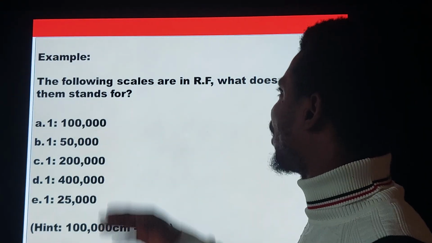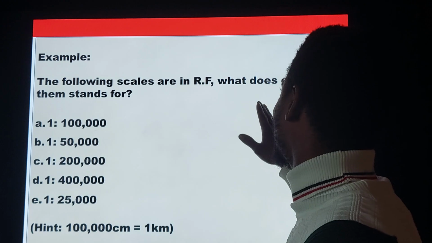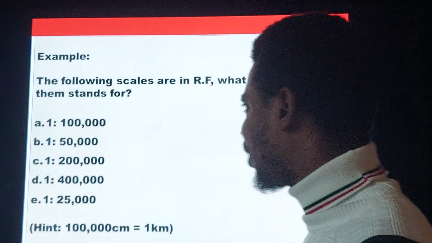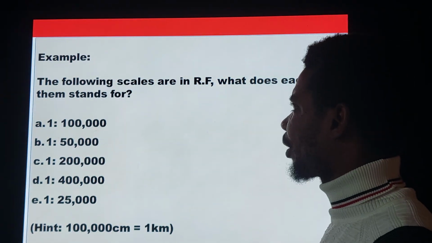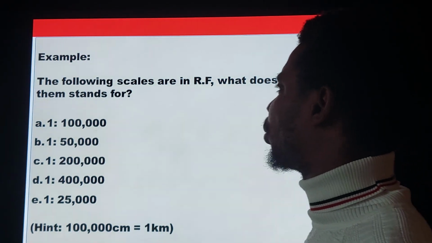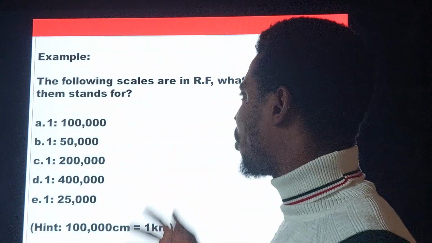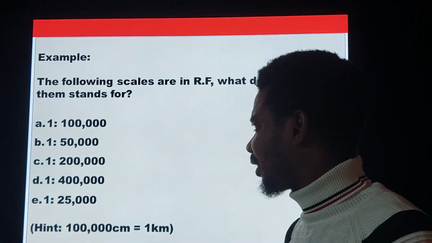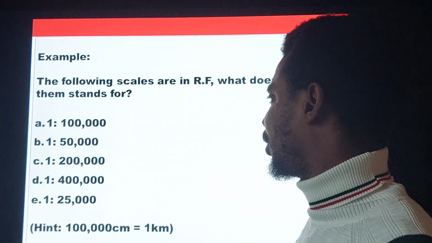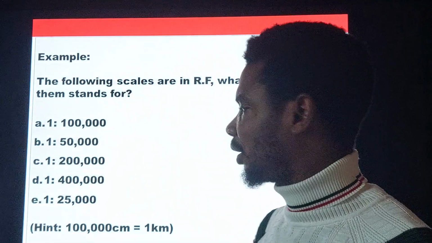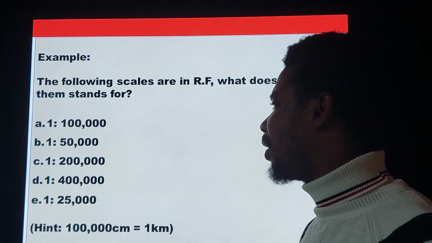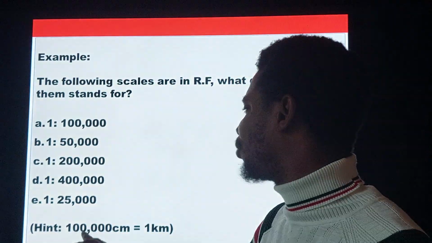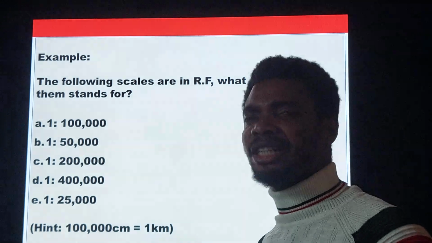Example. The following scales are in representative fraction. What does each of them stand for? Look at this example. The first one is 1:100,000. The second one is 1:50,000. The third one is 1:200,000. The fourth one is 1:400,000. And the fifth one is 1:25,000. I put a hint here for you, and I said 100,000 centimeters is equal to 1 kilometer.